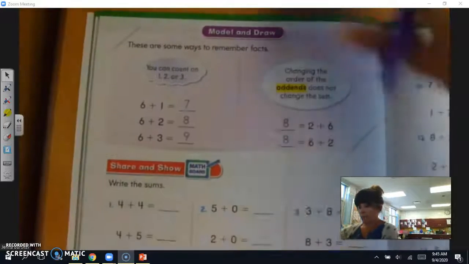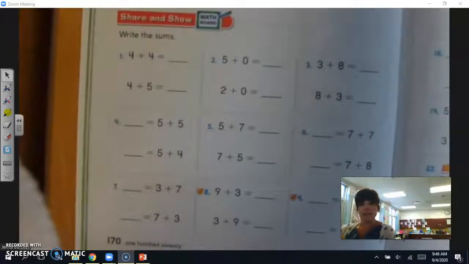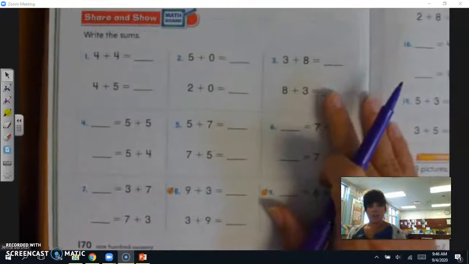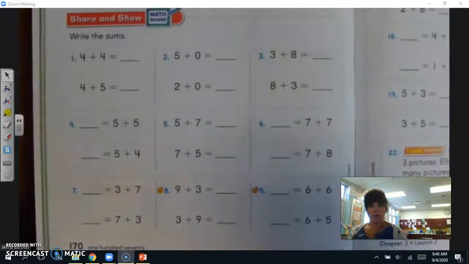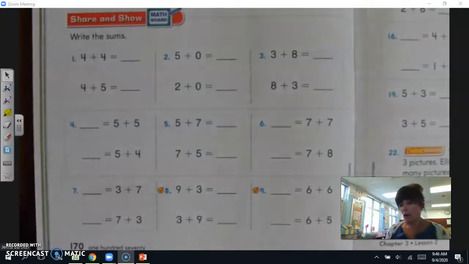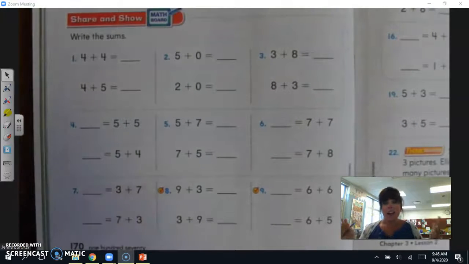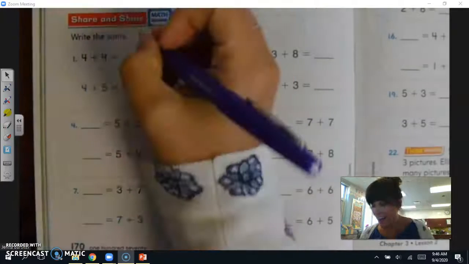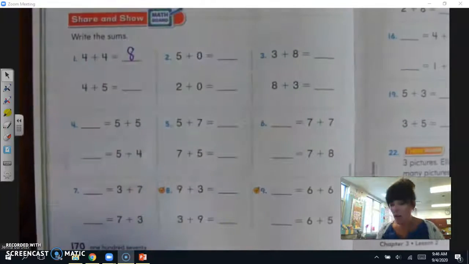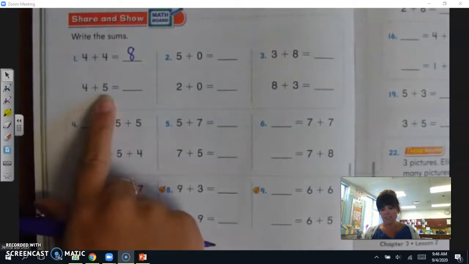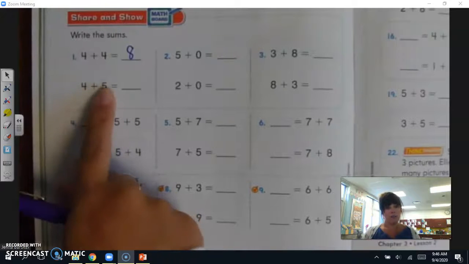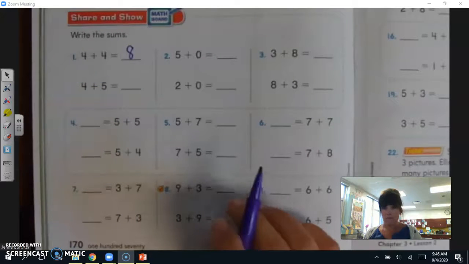Okay, now let's go on to the actual figuring out answers part, right? This is the fun part. So let's go down here. We're going to write the sums. Let me slide this over. Okay, so number 1, we have 4 plus 4. It's a doubles fact. We know our doubles. 4 plus 4 equals 8. Okay, now we have 4 plus 5. So if 4 plus 4 equals 8, 4 plus 5 has to equal what?